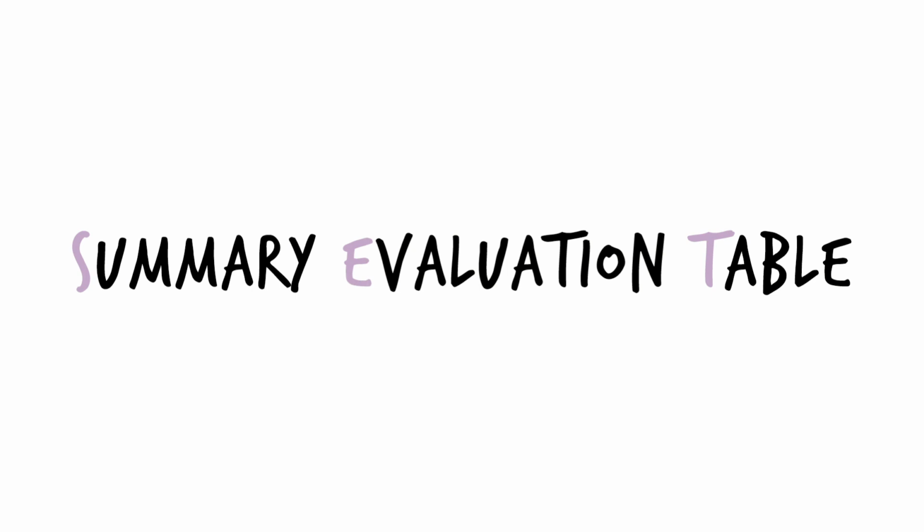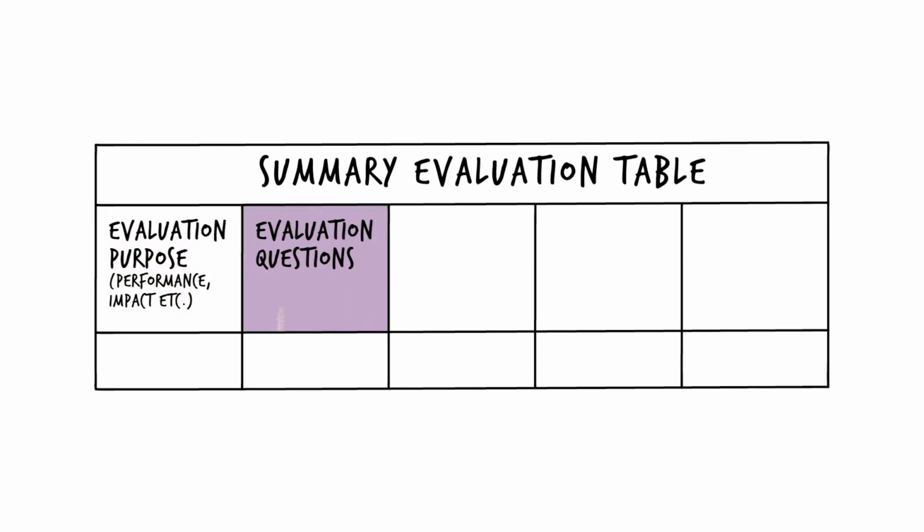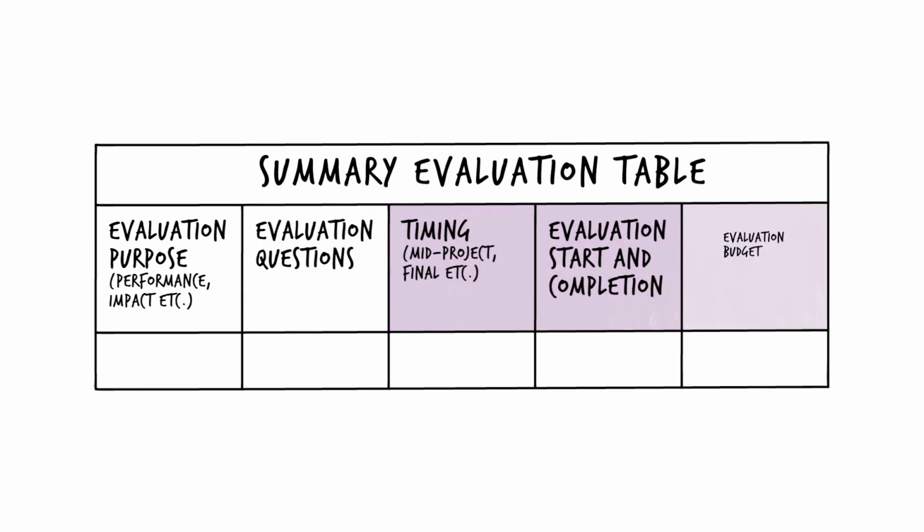During MEAL system design, it is good practice to define plans for evaluation using a summary evaluation table, or SET. This table documents key decisions about the evaluation, including purpose as defined by the evaluation criteria, priority evaluation questions relating to stakeholder information needs, timing, and budget.